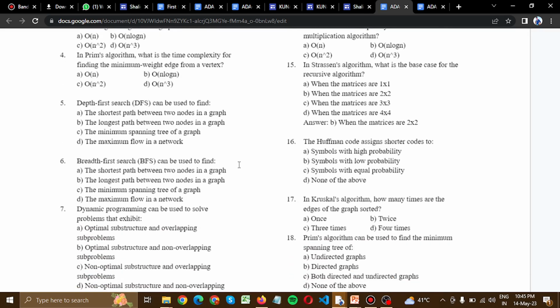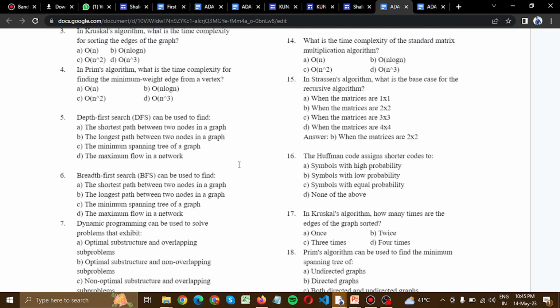Fifth, depth first search (DFS) can be used to find. So DFS can be used to find the longest path between two nodes in a graph. By performing DFS and tracking the depth of each node, we can find the longest path between two nodes. So the correct option is B, the longest path between two nodes in a graph.